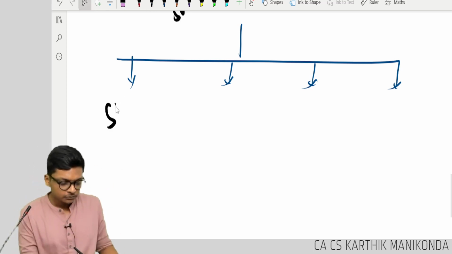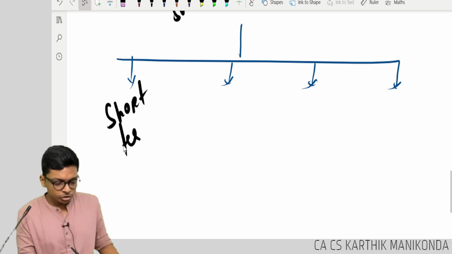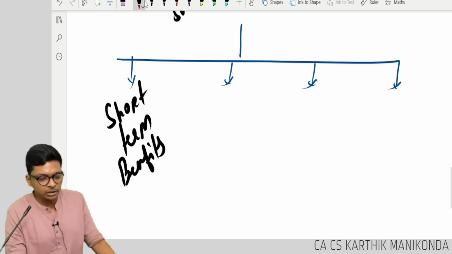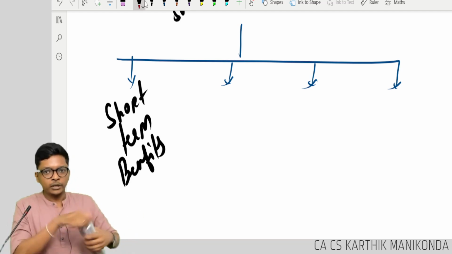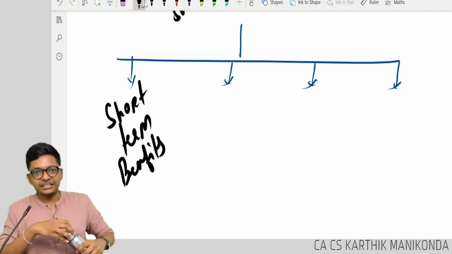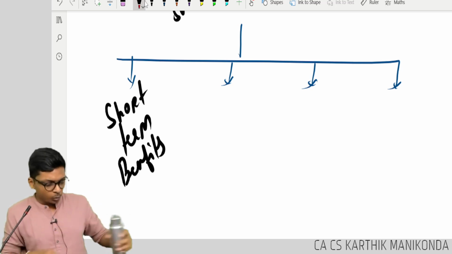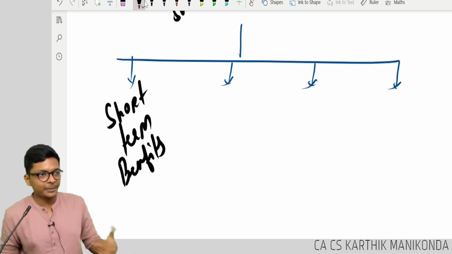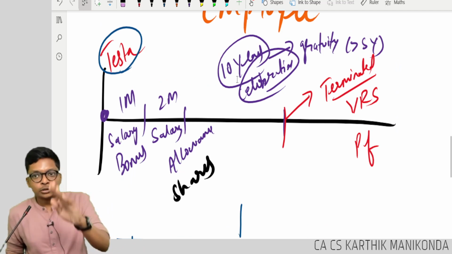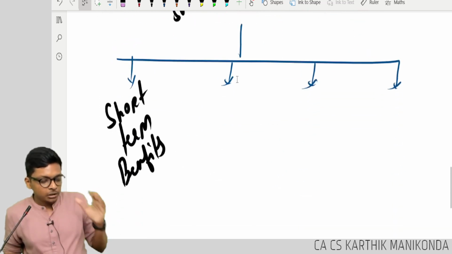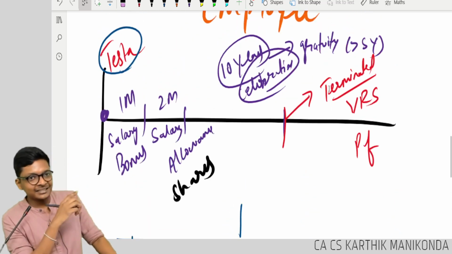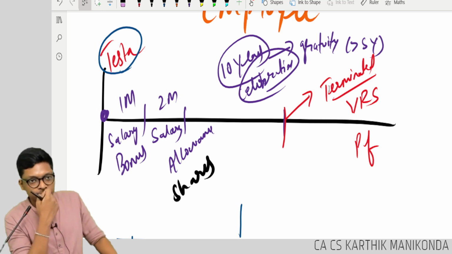First, it's called short-term benefits. What is short-term benefits, guys? Anything he gets within 12 months in that financial year. What are the things he gets in 12 months? In the example we saw above, salary, bonus, allowances, those things will be in short-term benefits. Are you following?